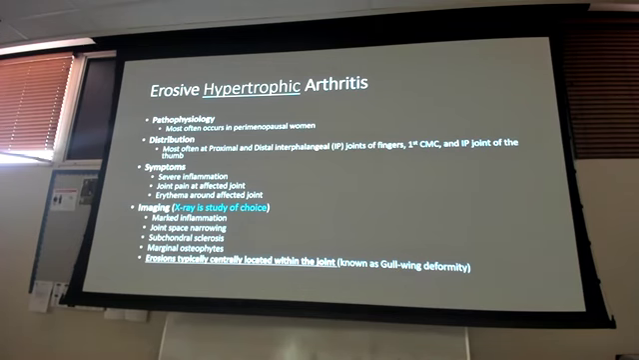Erosive hypertrophic arthritis. Most often occurs in which kind of patients? Perimenopausal women. That's another clue. Perimenopausal women. Typically where? The proximal and distal interphalangeal joints, sometimes the first carpometacarpal joint, and the IP joint of the thumb. What do we get? Severe inflammation and joint pain, and erythema around the affected joint. We didn't talk about erythema at all in my osteoarthritis.